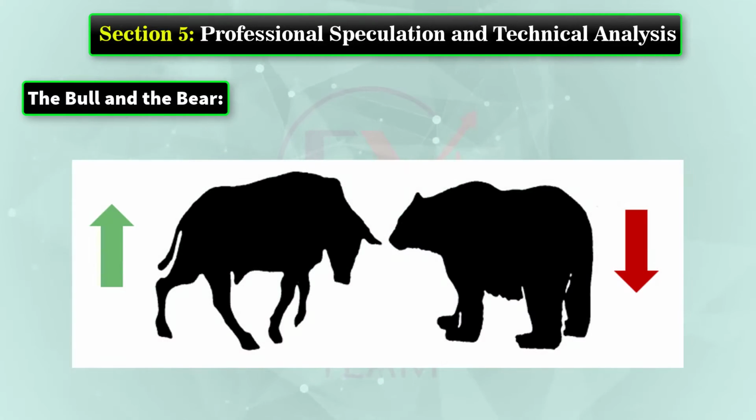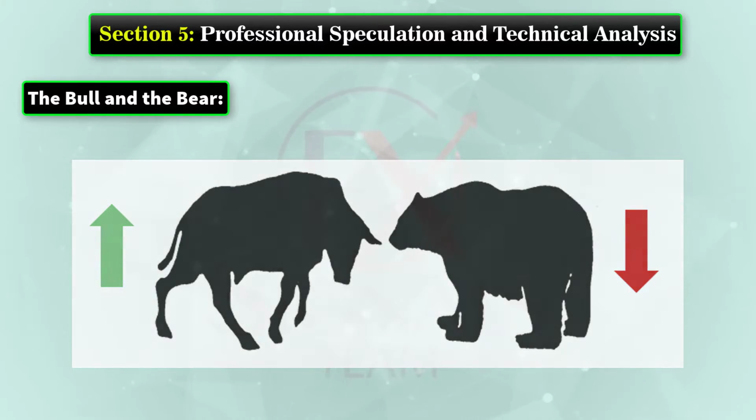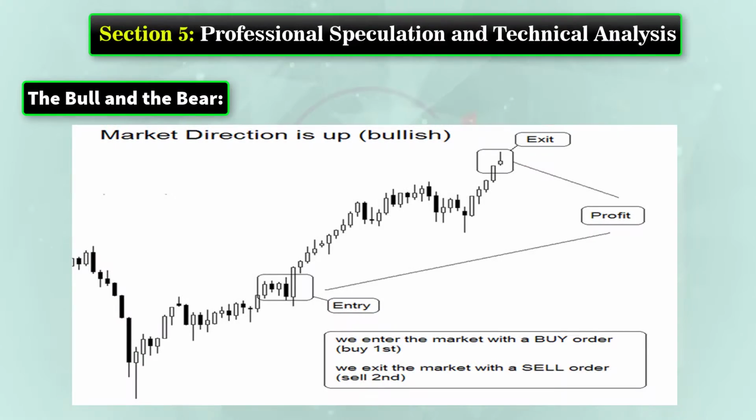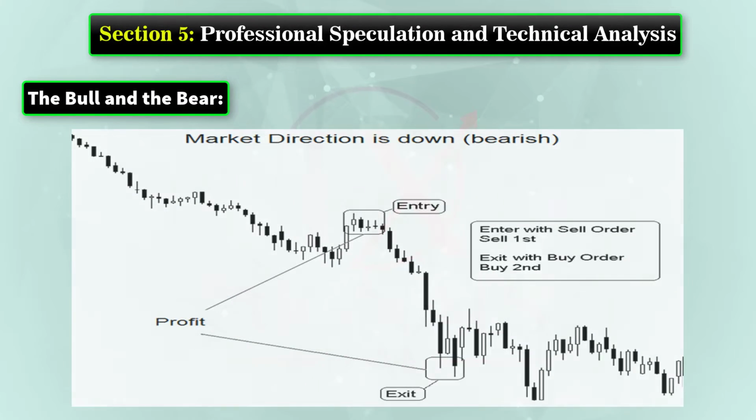The bull and the bear. There are two types of market movements, bullish and bearish, which are explained through these pictures. The image below shows us an example of a bullish market, and that if we buy low and sell high, we can make a profit in a bullish market. The image below shows us an example of a bearish market, and that if we sell high and buy low, we can make a profit in a bearish market.